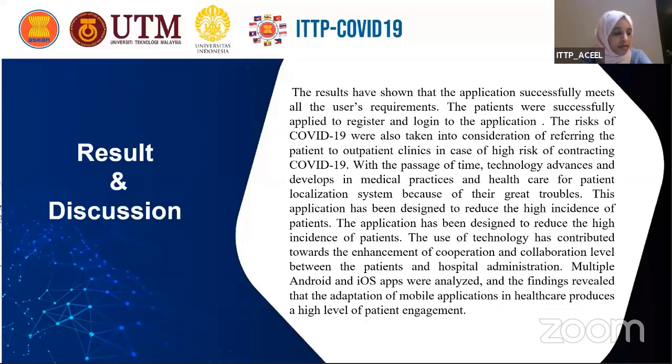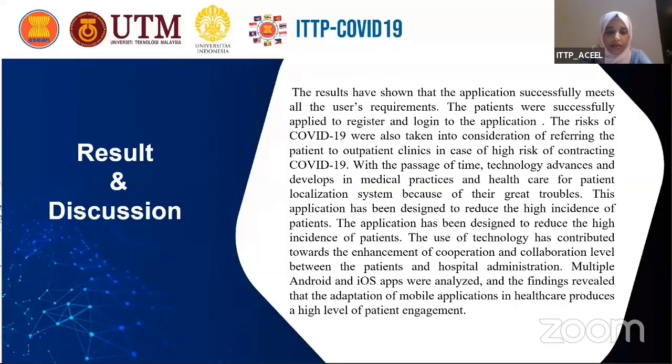This application has been designed to reduce the high incidence of patients, so the use of this technology has contributed toward the enhancement of cooperation and collaboration level between the patient and hospital administration.